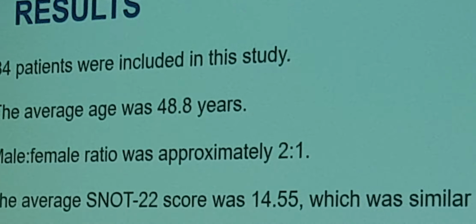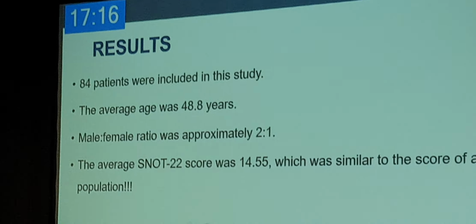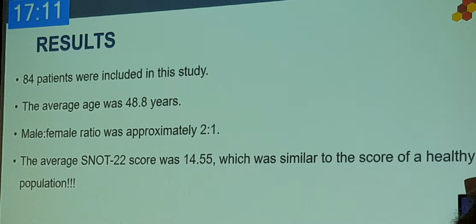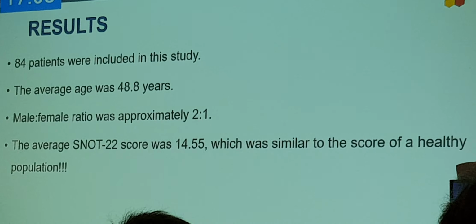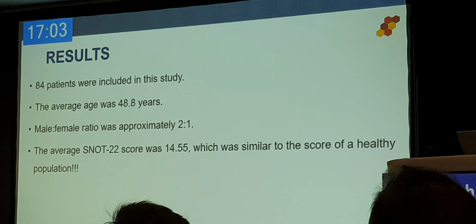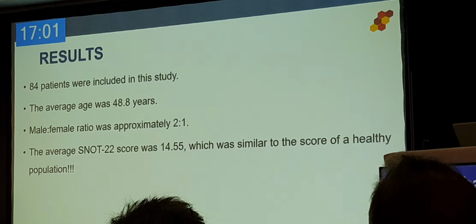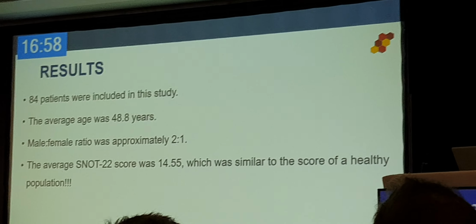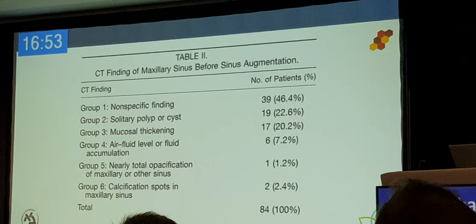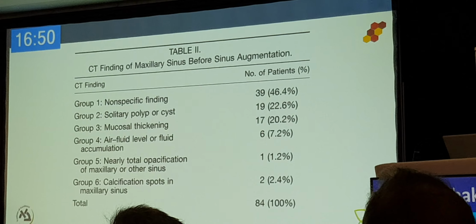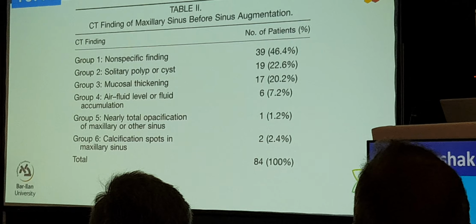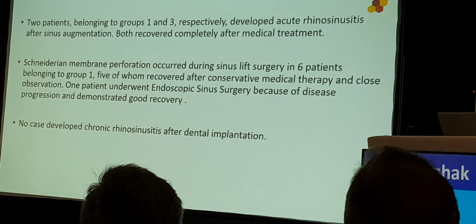So they had 84 patients, average age around 48, a bit more male. The SNOT-22, and this one I want to emphasize, was comparable to a healthy population. It was 14. And that is what made this study interesting, because we can say that most of them were asymptomatic regarding the sinus problem. Most of the patients had A, B, or C, 90%, and 10% had different levels of sinusitis without symptoms.